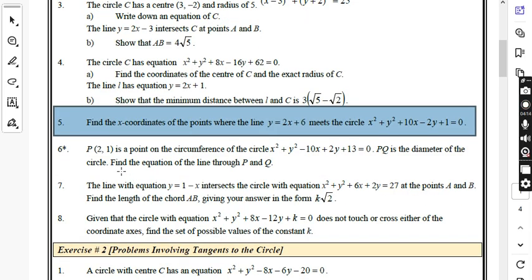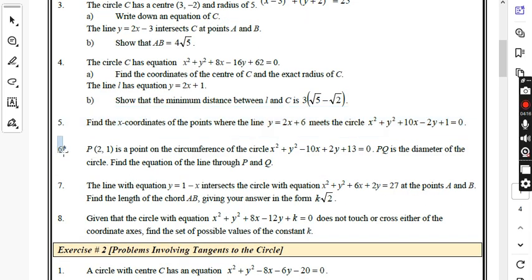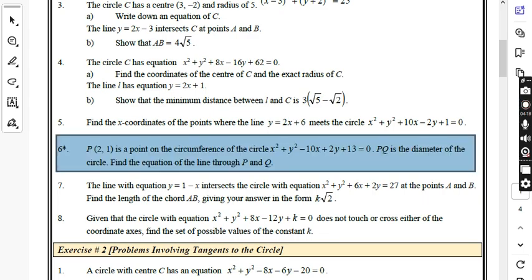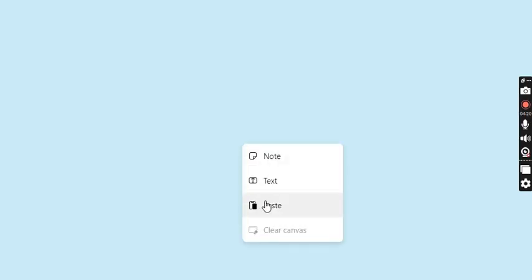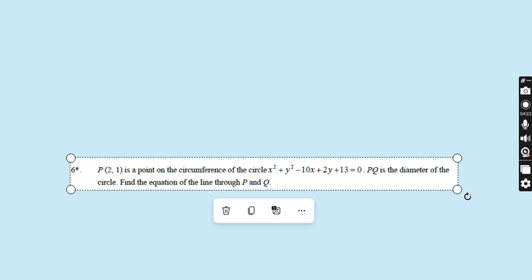Next, question number 6. Very important question. Very important.